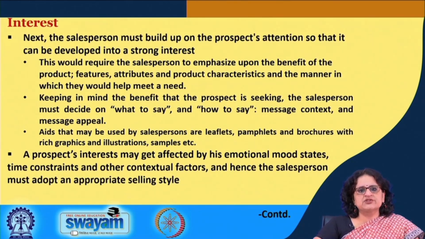The second stage is that he must build upon the prospect's attention so that it can be developed into a strong interest. Now, this would require the salesperson to emphasize again the benefit of the product, the features, the attributes, the product characteristics, and the manner in which it would help the consumer meet their need. Keeping in mind the kind of benefit that the prospect is seeking, the salesperson would have to decide on what to say and how to say it.